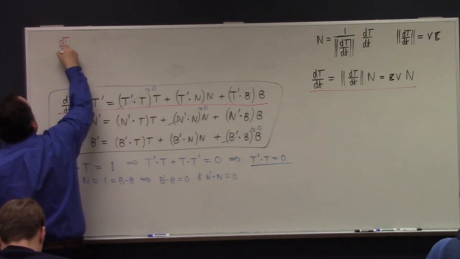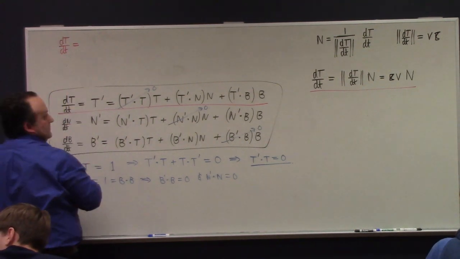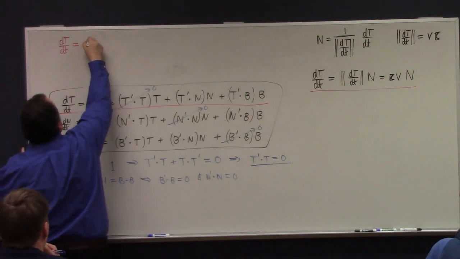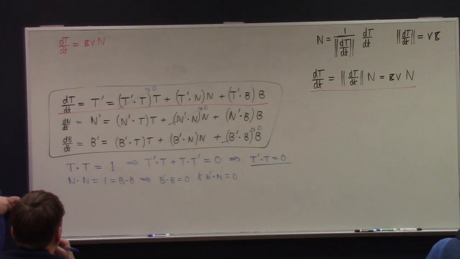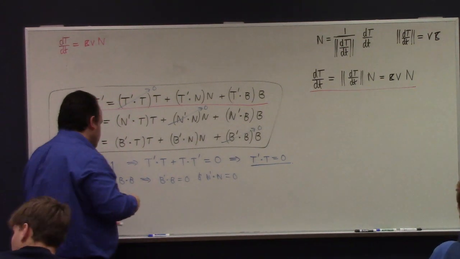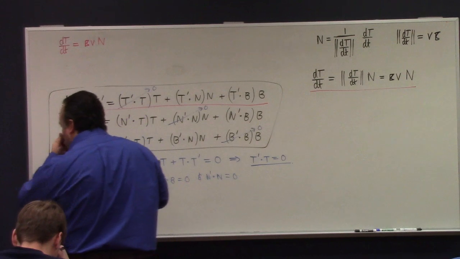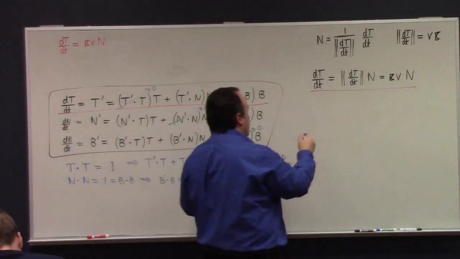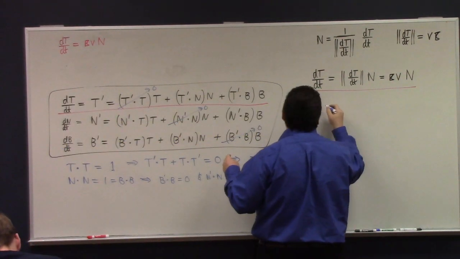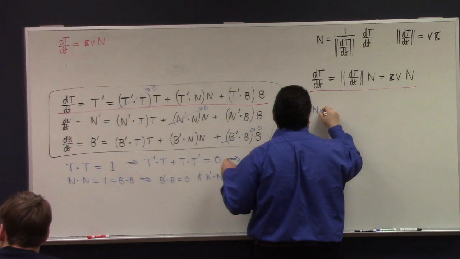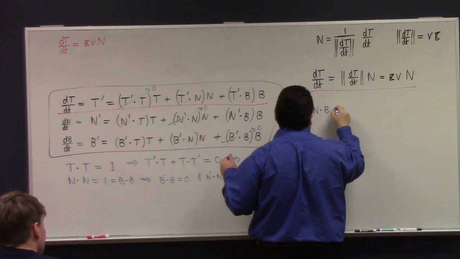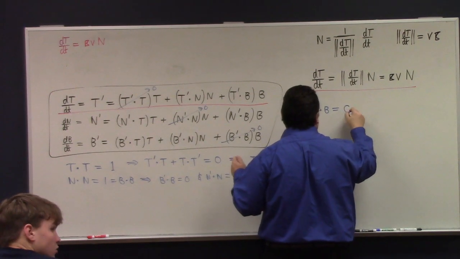dT/dt is just equal to kappa vN. That's the first of the Frenet-Serret equations. All right. Now, we also know that N dot B is equal to 0, right?